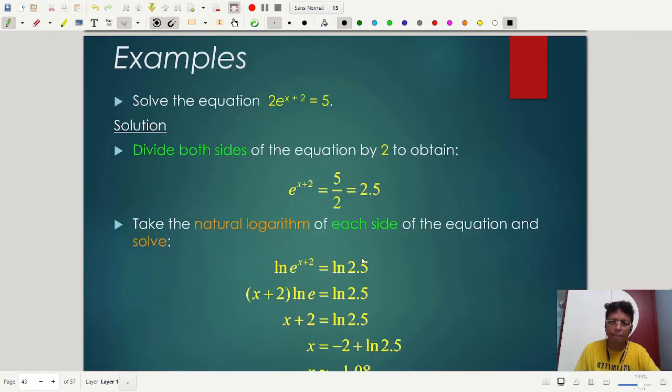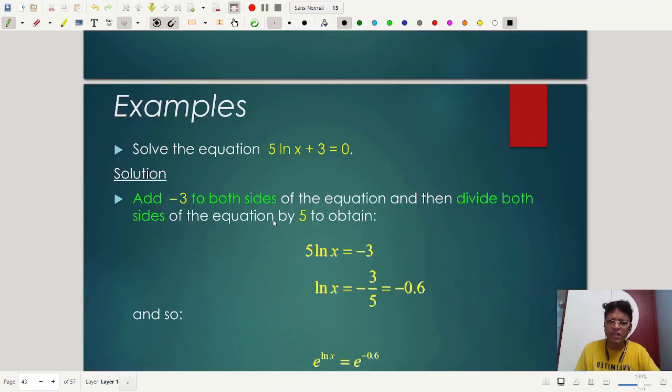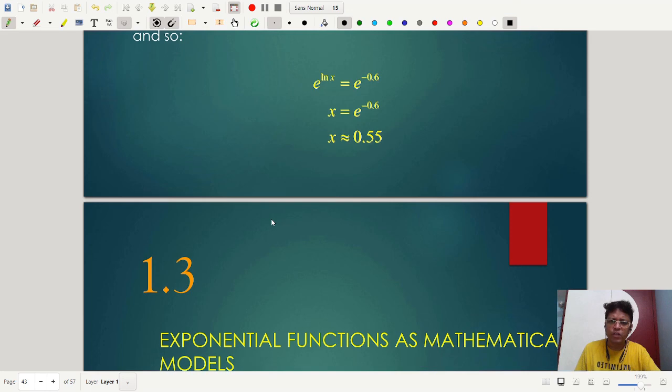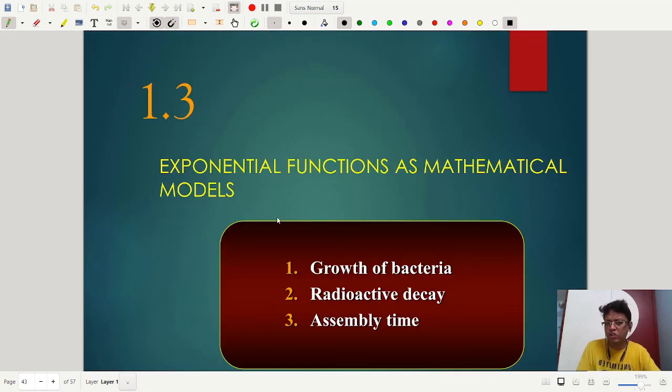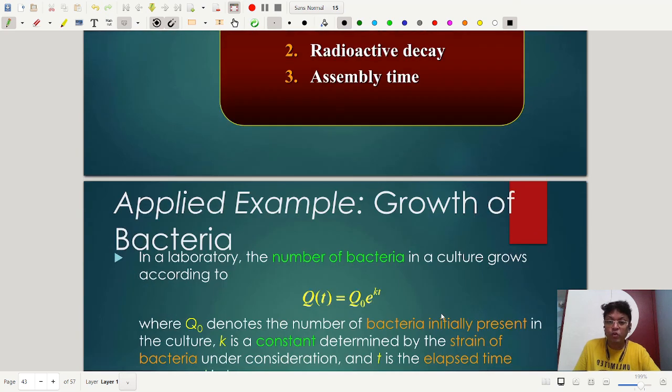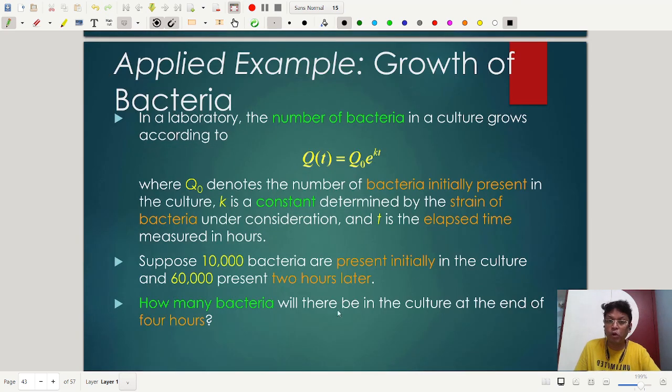There are some more problems. These are very easy, exponential, and I'm not explaining this. There are some applications; I will just mention those. Growth of bacteria, radioactive decay, assembly time. These are the actual applications of exponential functions and mathematical models. You can form a mathematical model.